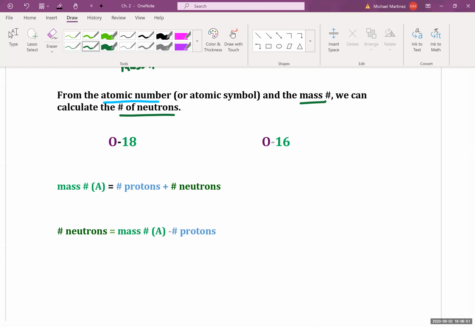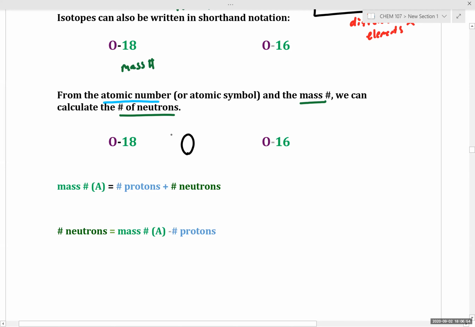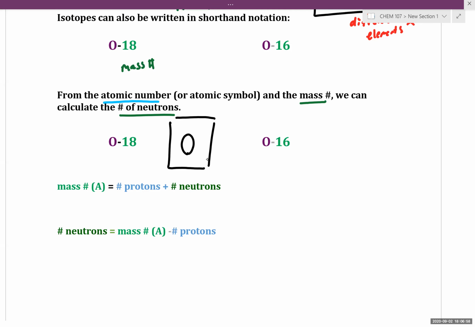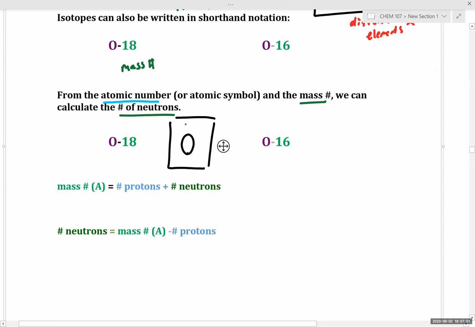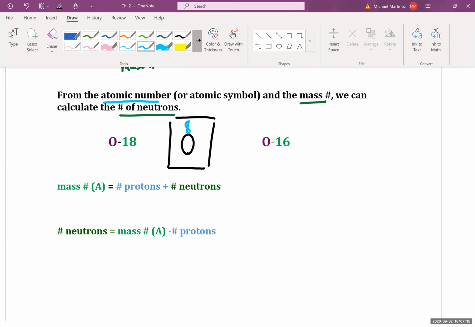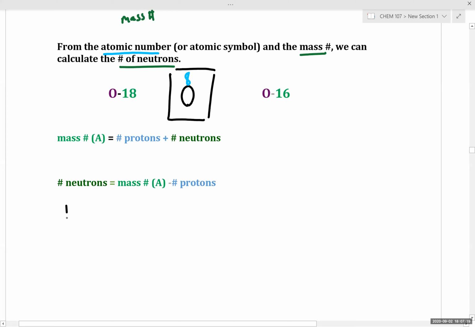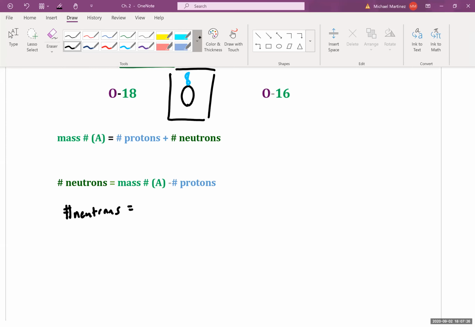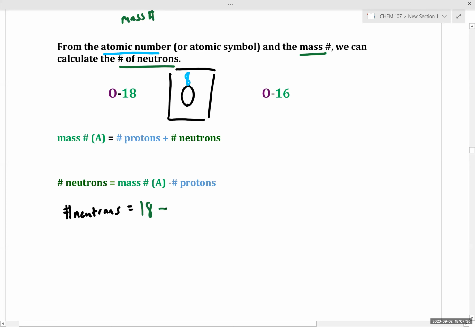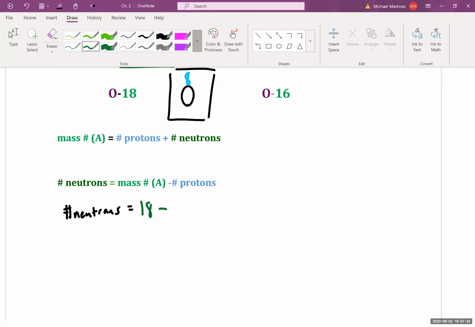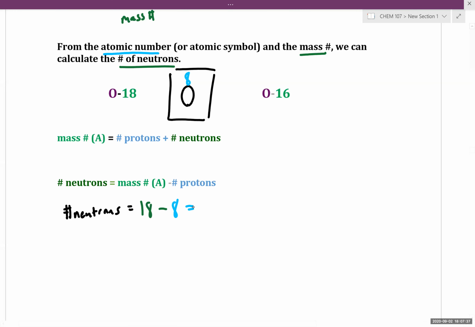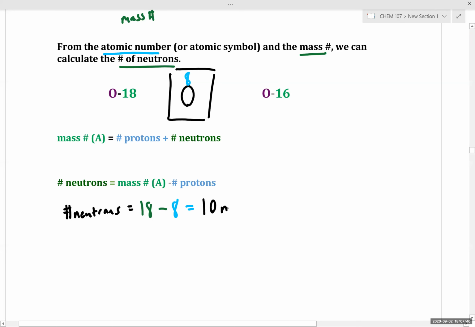So let's showcase this for oxygen 18. If we look up the symbol for oxygen in our periodic table, what is the atomic number? 8. It's the number above the oxygen symbol. Wonderful. What we can do now is calculate the number of neutrons by taking the mass number, which is 18 in this case, minus the number of protons, which is 8. That gives us a total of 10 neutrons.